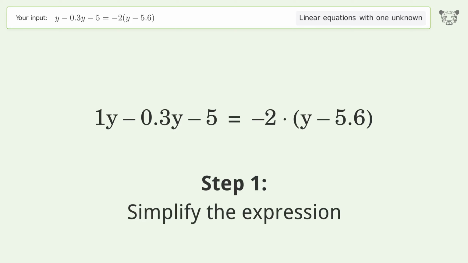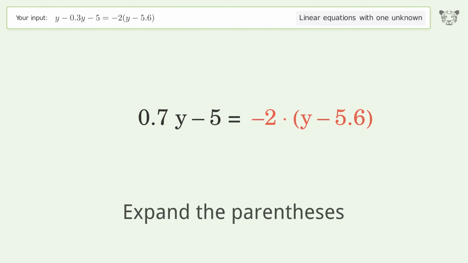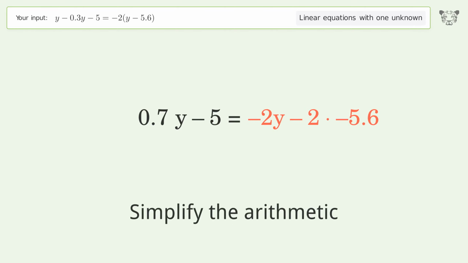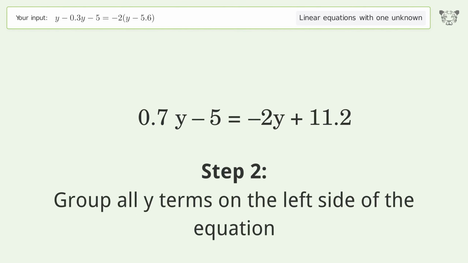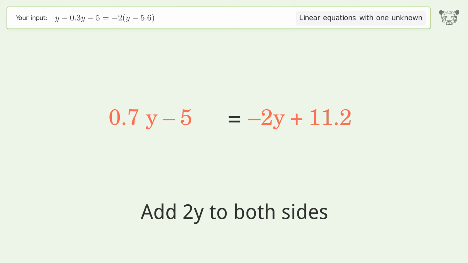Simplify the expression. Simplify the arithmetic. Expand the parentheses. Simplify the arithmetic. Group all y terms on the left side of the equation. Add 2y to both sides.